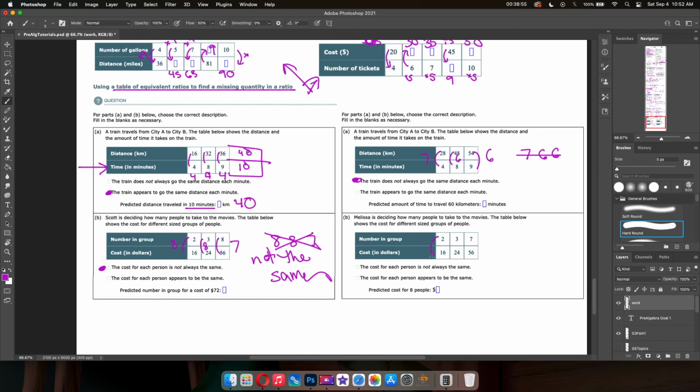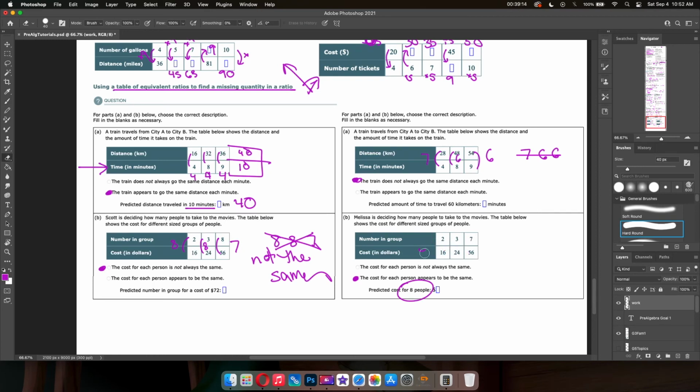Over here, 2 times what gets me 16? 8. 3 times what gets me 24? 8. 7 times what gets me 56? 8. I got the same number every time, therefore it is in fact proportional. And now they tell us what? 8 people. So which one is 8 people?